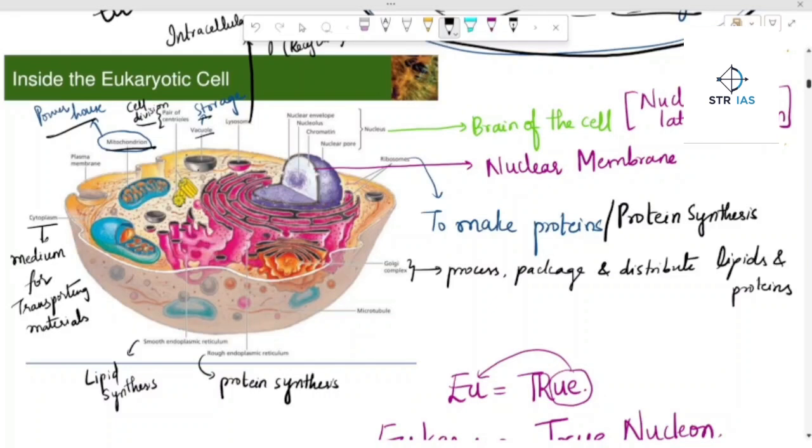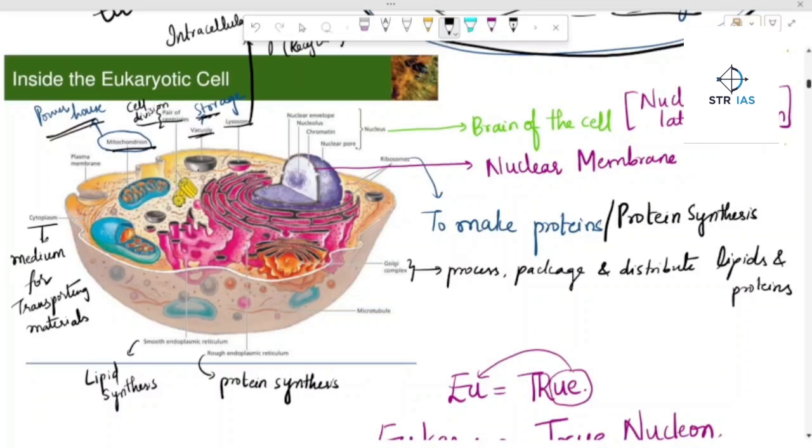If you just remember what their functions are, it will be enough, because you are not going to write in detail. Okay: mitochondria, powerhouse of the cell; centrioles, cell division; vacuole, storage; lysosomes, digestion of proteins and waste material. It means it is a recycle bin. The waste materials or genetic materials, the waste debris present in the cell, will be digested by lysosome.